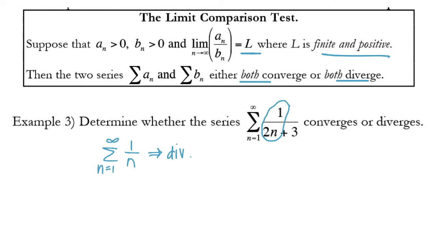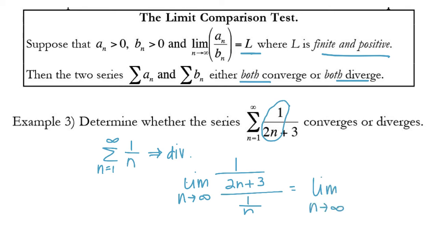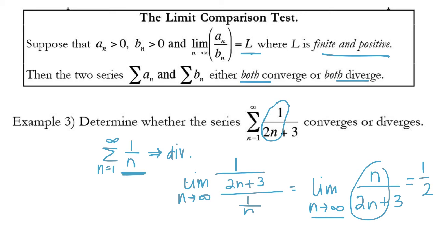So let's do our limit comparison test and see what happens. So let's do the limit as n approaches infinity of 1 over 2n plus 3, over 1 over n. And notice how this ends up flipping over. So we have the limit as n approaches infinity of n over 2n plus 3. And notice our infinite limits. We know that this answer is going to be 1/2, which is finite and positive. So both of these will diverge because I know 1 over n diverges, therefore this should also diverge.